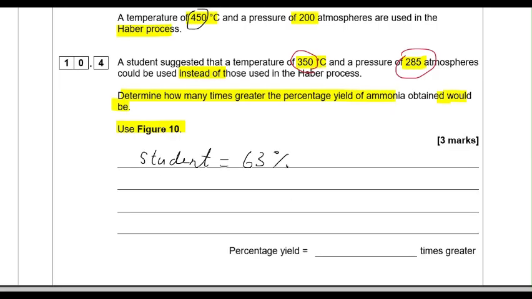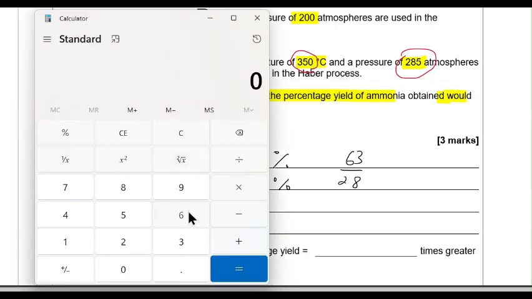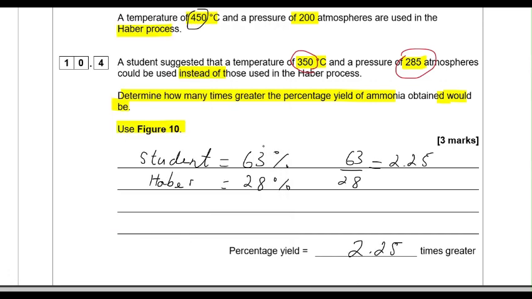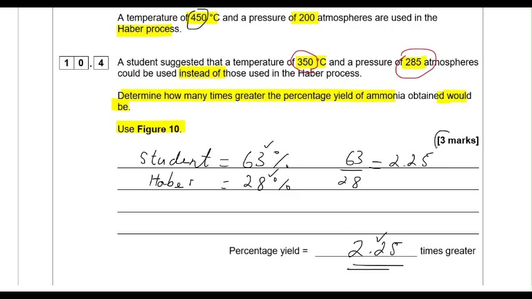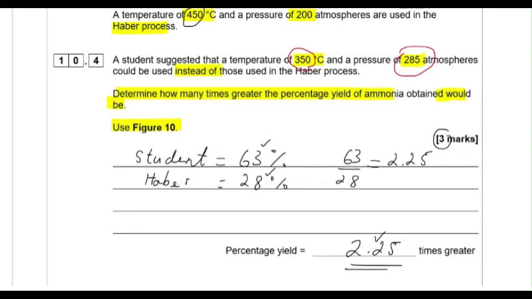So now we've got to work out how many times greater the one is to the other. So we simply divide 63 by 28, and then we crunch that in our calculator, and we can see that we end up with 2.25 times greater. So the student's idea would be 2.25 times greater. So we'd get 1 mark for working out each of the 2 percentages from the graph, and then our final mark for the final answer, 3 marks.